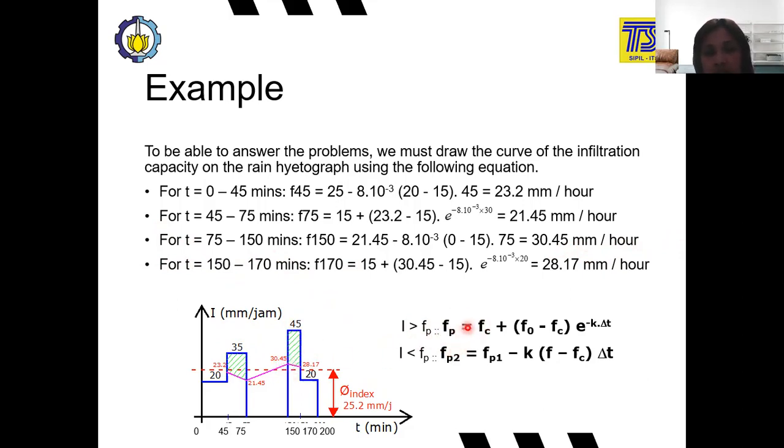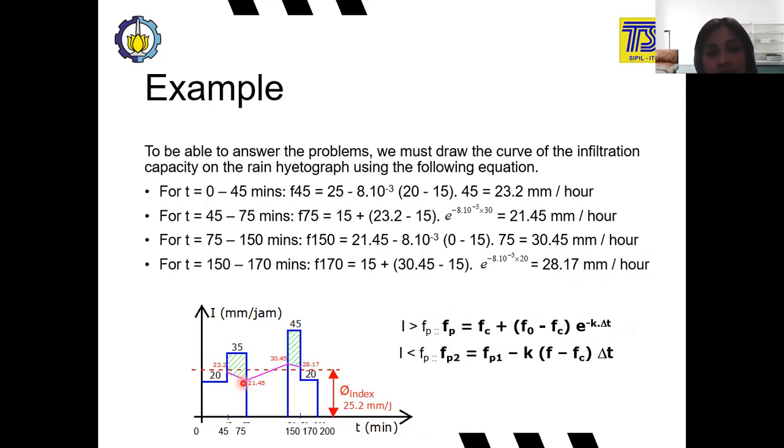So we have to use this equation right here. And then by using this equation, we got this 28.17 millimeters per hour. And then we can draw it. From here, actually, we have to calculate also for the time of 170 until 200.